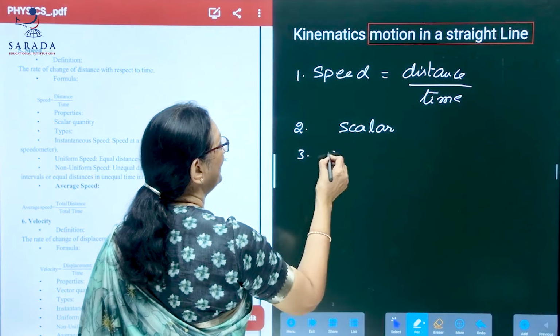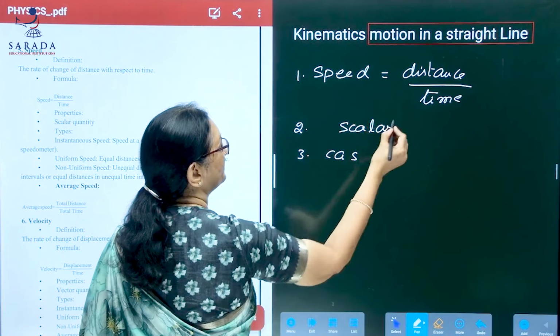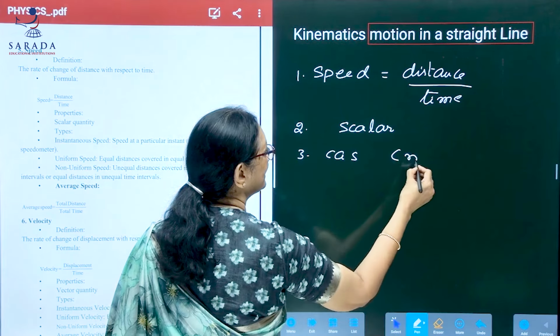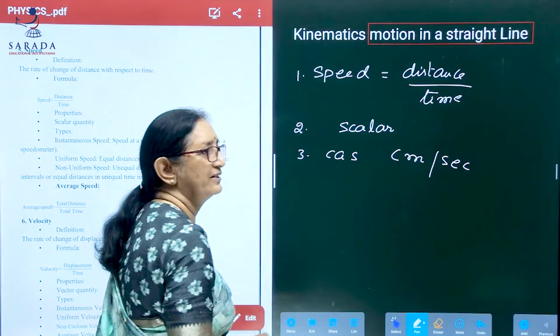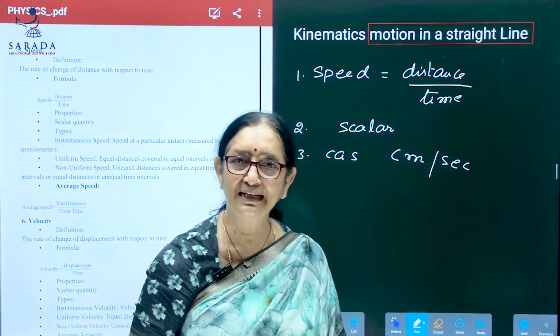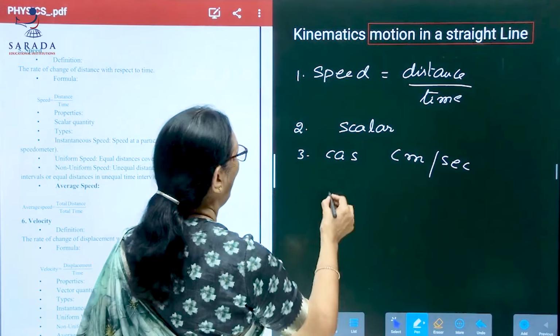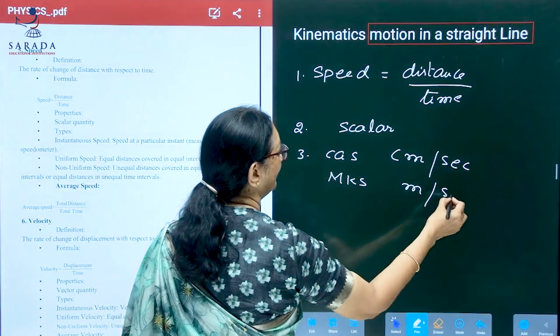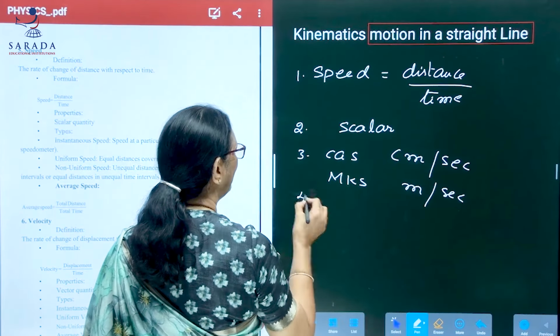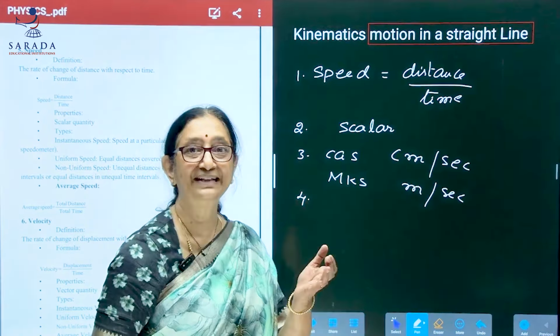Now, coming to the CGS unit of speed. For distance, the CGS unit is centimeter, and for time it is second. So, the CGS unit of speed is centimeter per second. And the MKS unit of speed is meter per second. Now, let us see different types of speed.